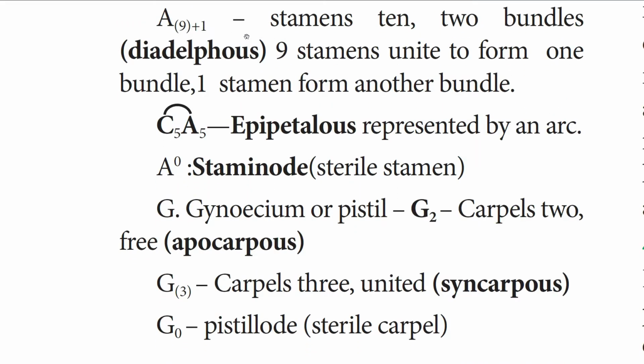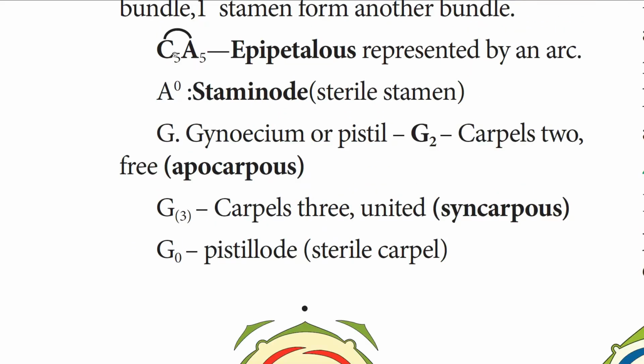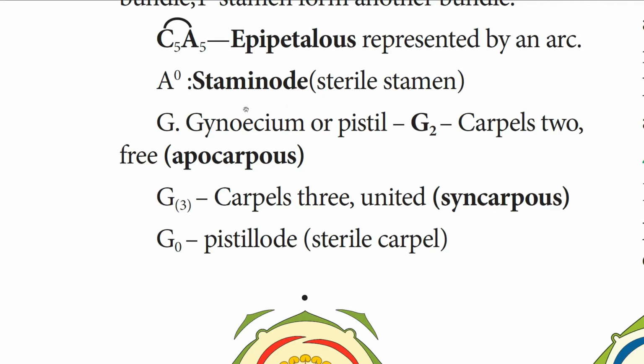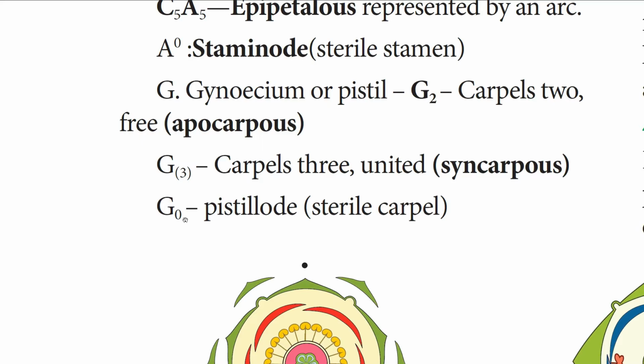Then if the androecium is in 2 bundles, that is diadelphous, 9 stamens unite to form 1 bundle and 1 stamen is free as another bundle, then we have to write 9 within brackets plus 1 separately. If the androecium is epipetalous, that is, attached to the corolla, we have to join the A with the C by an arc like this. And if sterile stamens are present, or if there is no stamen, then it is a staminode flower, A0. If the gynoecium is absent, then G0, that is a pistillode flower.